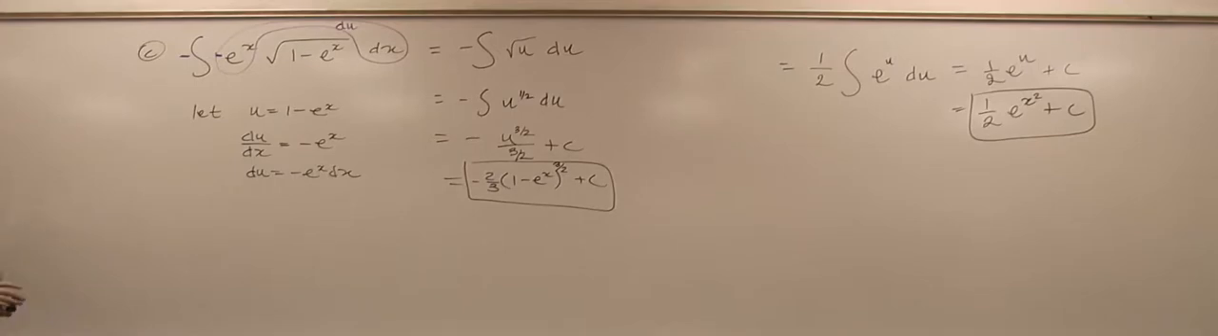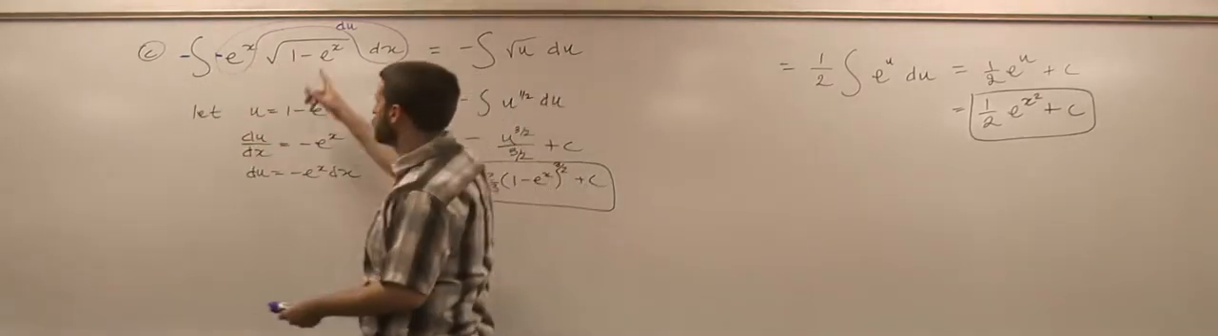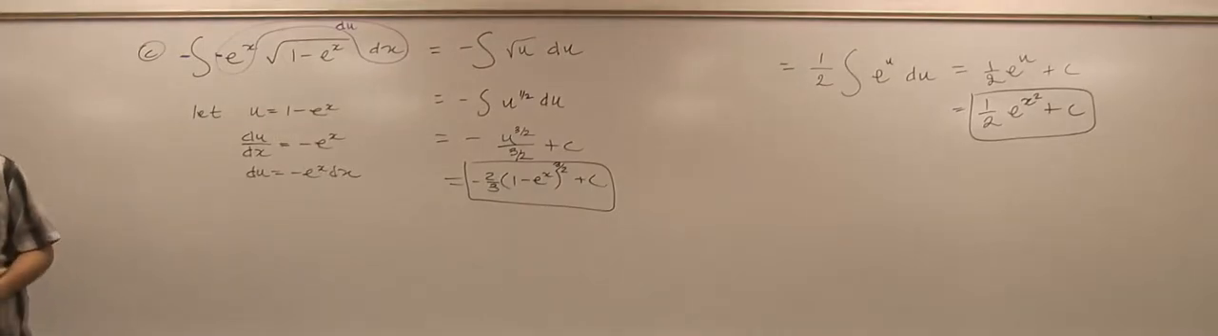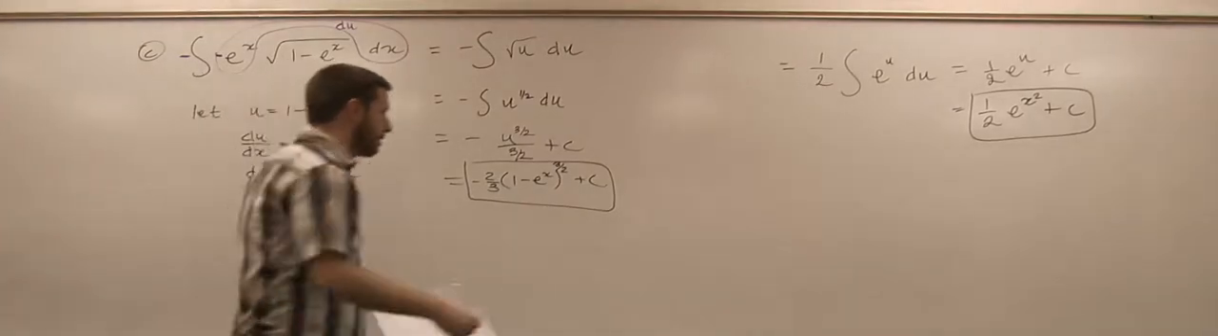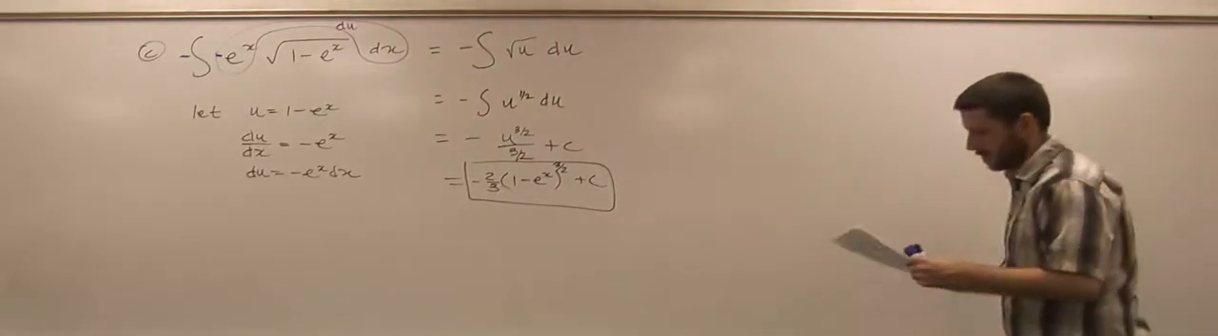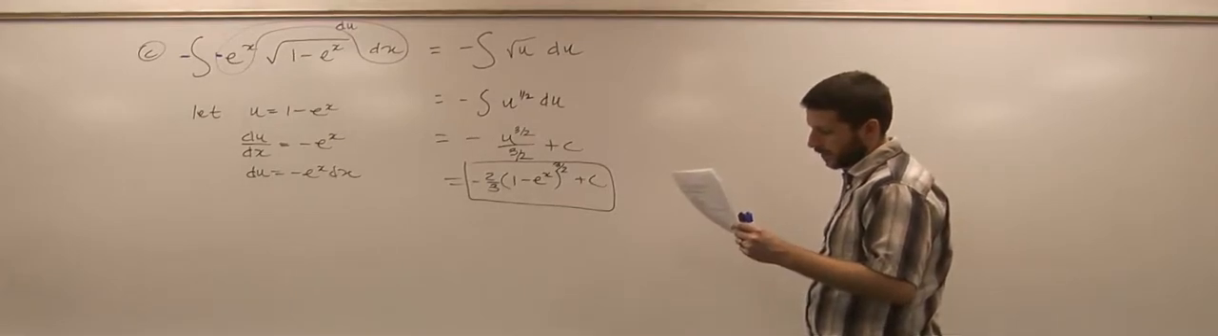So if you have two e to the x's being multiplied in some fashion, you might be able to pull off a u substitution, right? With u equal to one of the e to the x's. Okay. Two more.